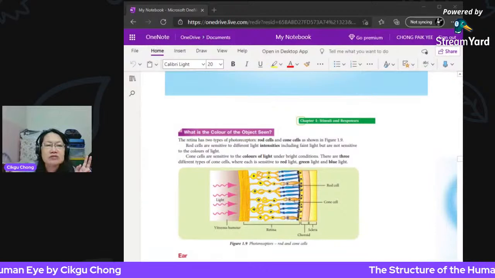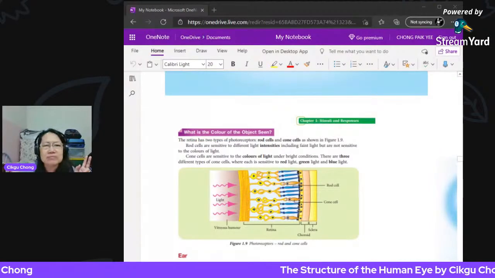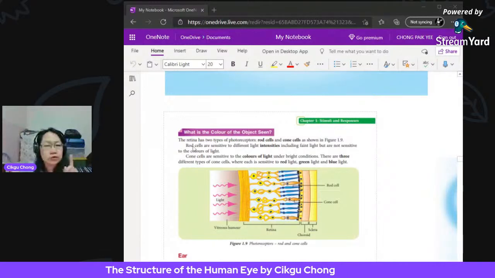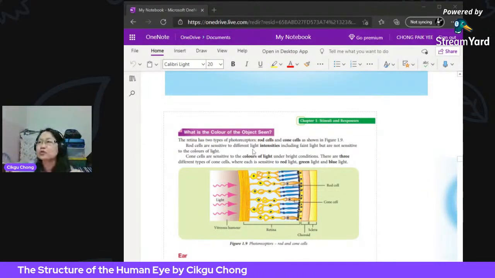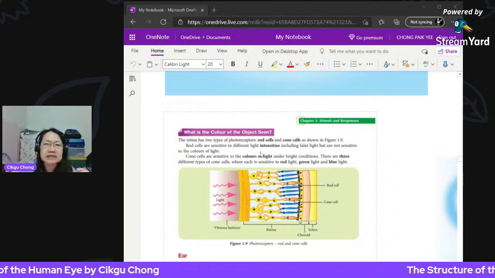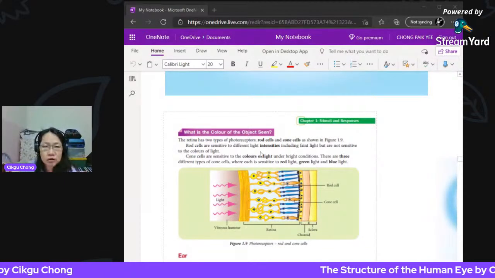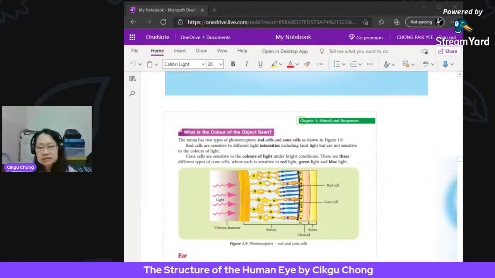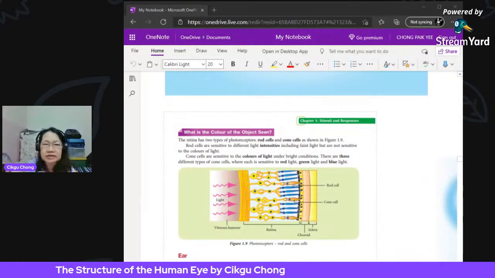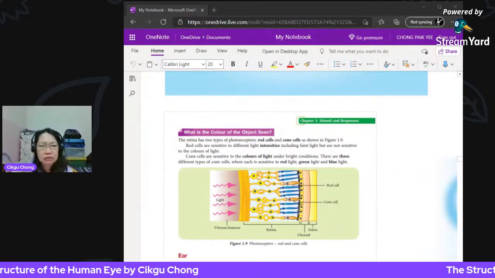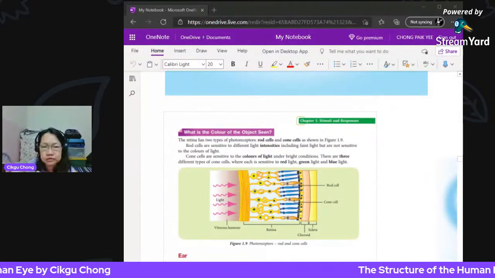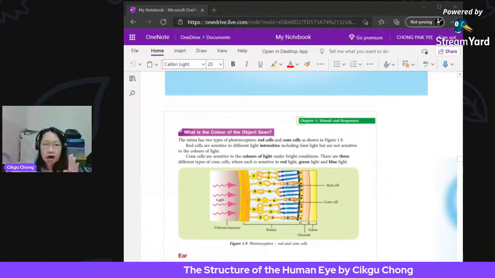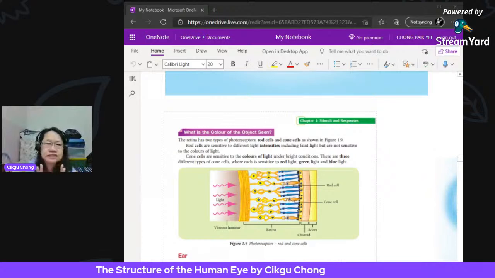Okay, now, why are there two? First of all, let's look at the rod cell. Rod cell is sensitive to different light intensities. That means whether it's a little bit of light or a lot of light, it can detect that. Different intensity means less or more light, so it is sensitive to that. A little bit of light it can detect, a lot of light also it can detect. So it helps you to see in the dark, actually.